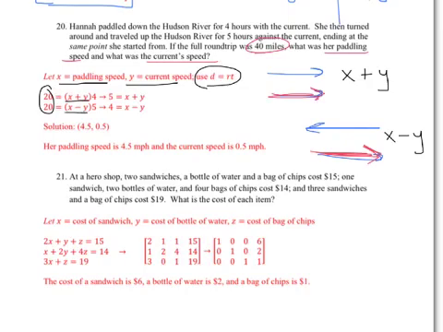On the way there, she's traveling with the current. It only takes her 4 hours. That's the time that goes in here, and that's where this 4 comes from. And this 5 right here comes from the fact that on the way back, it takes 5 hours.